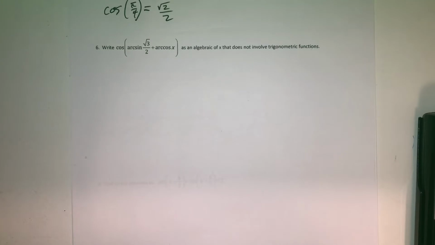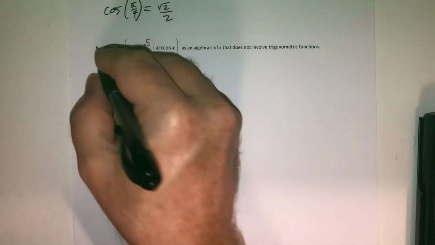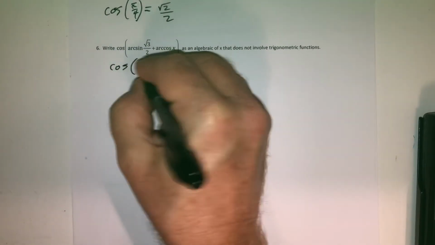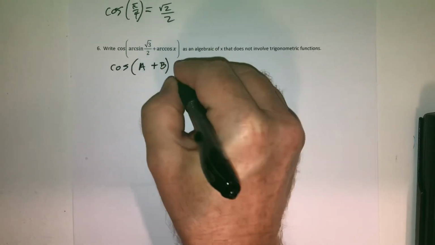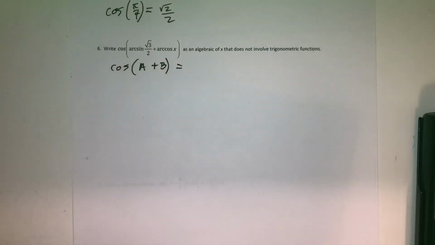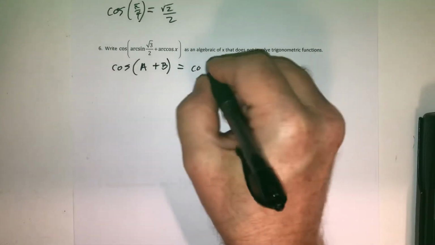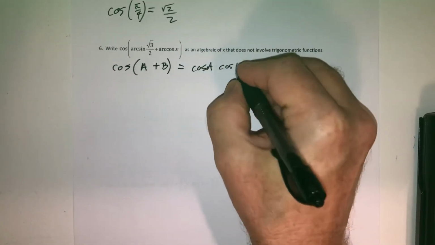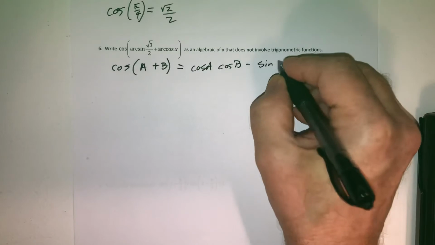Example 6 says, write the cosine of the arc sine of square root of 3 over 2 plus the arc cosine of x as an algebraic expression of x that does not involve a trigonometric function, okay? Well, first thing I'm going to do is say, oh, all right, well, the cosine of alpha plus beta is equal to, and I'm going to use my identity, it's the product of the cosines minus the product of the sines.